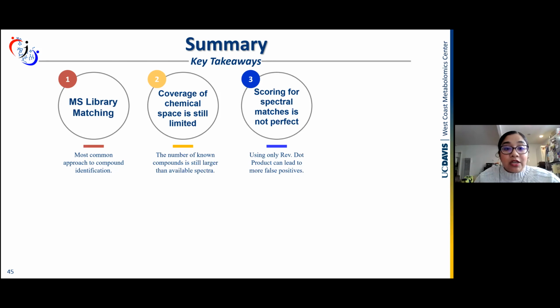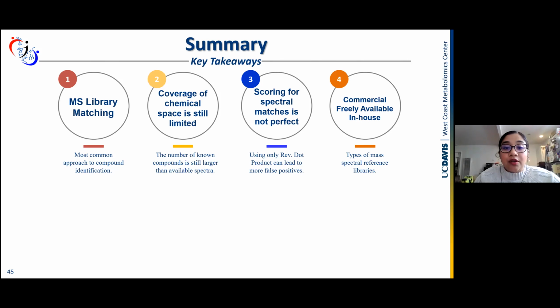Scoring for spectral matches is not perfect. So if you routinely use reverse dot product only, this could lead to more false positives in your results or your end product. There are three types of libraries: commercially available libraries, freely available libraries, and in-house libraries. Again, if you have any in-house libraries and would like to share them with the community or upload them to MoNA, please reach out to me and I can help you with that.